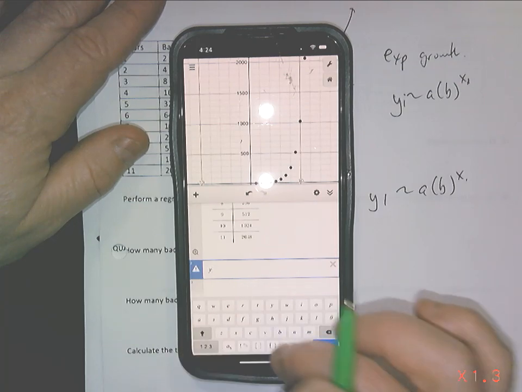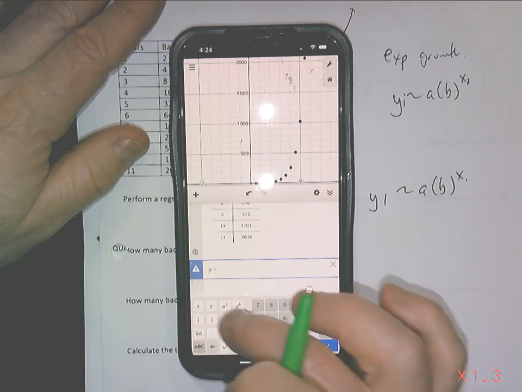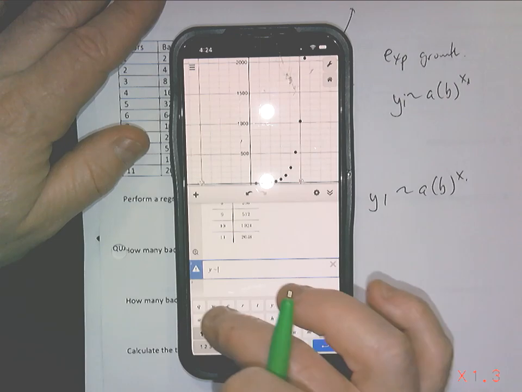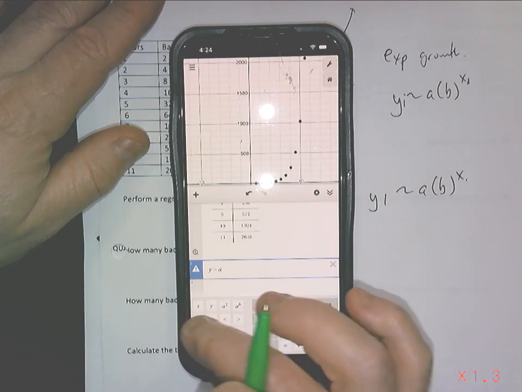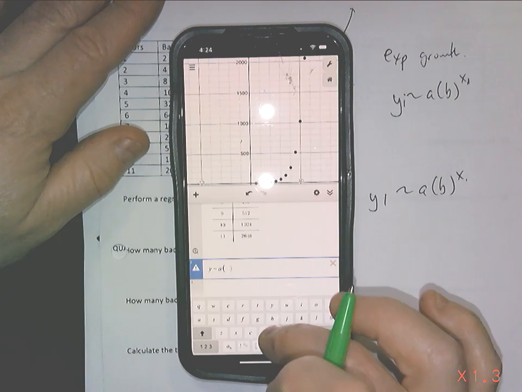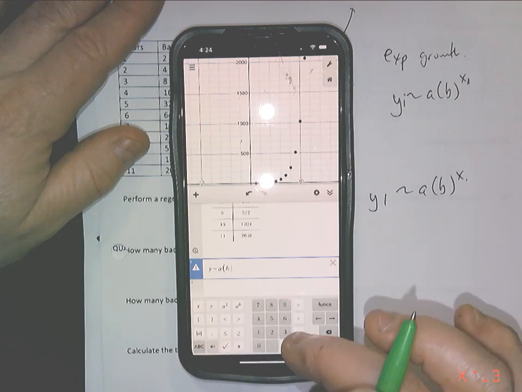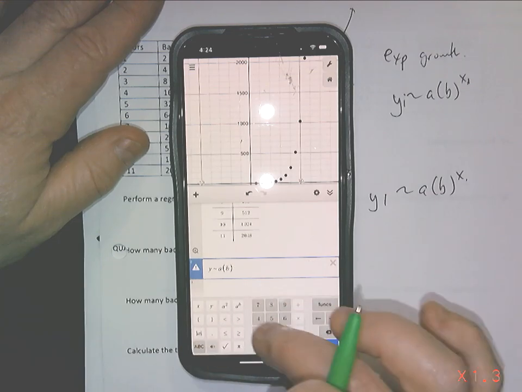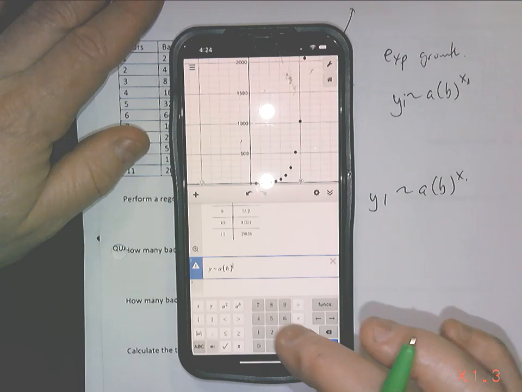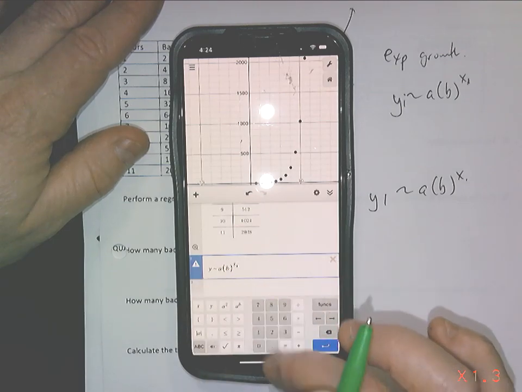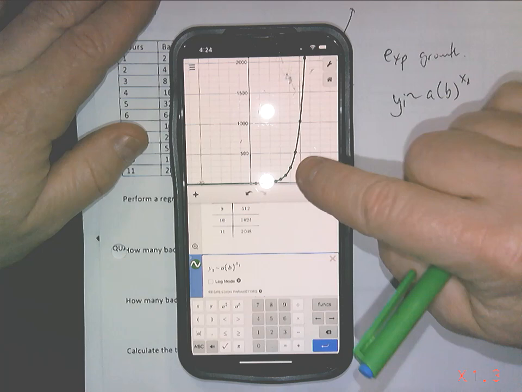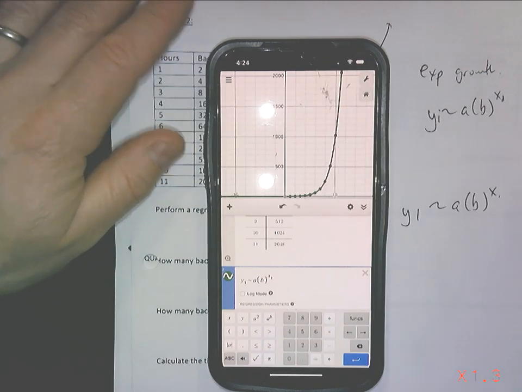y tilde a, bracket, b, close the bracket, raised to the power of x1. Oh, don't forget the y1. If you don't see the connecting of the dots, you've missed the y1. And look at this guy.